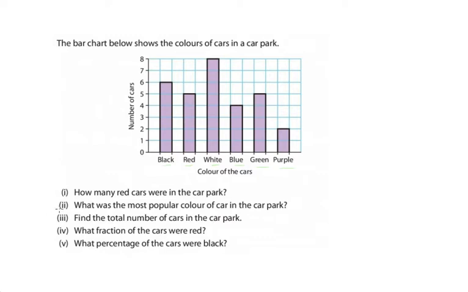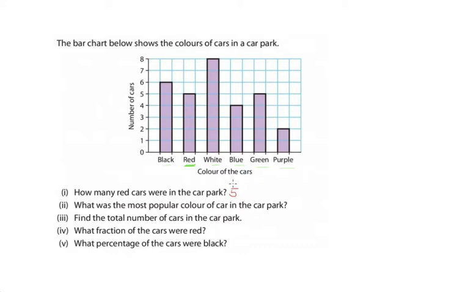Okay, welcome back. So how many red cars were in the car park? All right, first we'll find red. Here's red here. And we look up here. Okay, red is across from 5. You can see it goes up to 5. So how many red cars were in the car park? There were 5 red cars. Do you like that? Color coordinated. How many cars, red cars, were in the car park? There were 5.